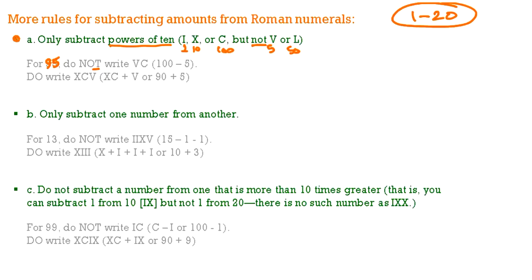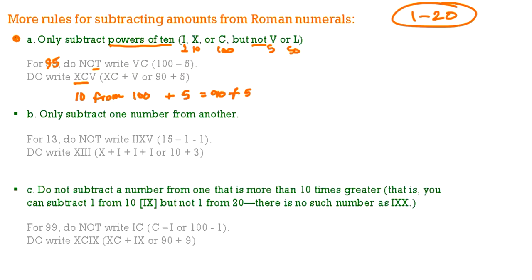Only powers of 10. So we would build it: 10, then a larger number, C, and then 5. So what is this? You'll notice that 10 and then C is 10 from 100, and then plus 5. So we'll have 10 from 100, that's 90, plus 5. So it's possible to build these, you just have to be very careful, okay?